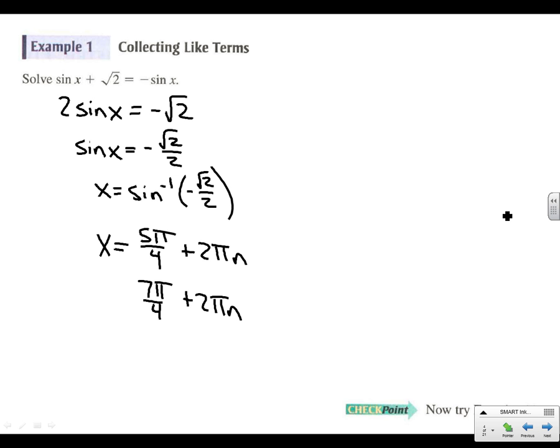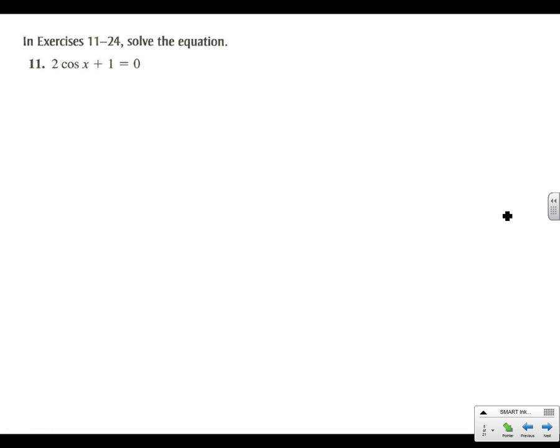All right, so again, get the trig function by itself, and then get x by itself by using the inverse, and then look on your unit circle to solve. Try problem 11. When you're ready, press play, and the solution will show up.